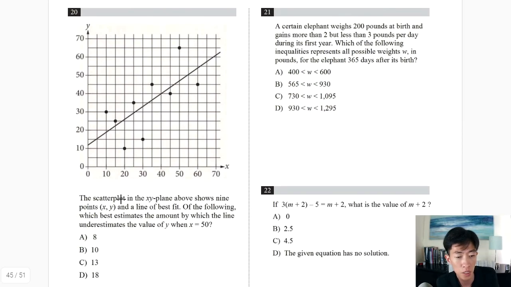Question 20. The scatter plot in the XY plane shows 9 points and a line of best fit. Of the following, which best estimates the amount by which the line underestimates the value of y when x equals 50? So let's look at that. X equals 50 down here. Go up to the line. The approximation is estimating that the y value is, this looks like about 47, 48. So we'll write 48. And what's the actual value? It's 65. So the amount that the line underestimates the actual value is the difference between 65 and 48, which is going to be about 18, and choice D is the answer.